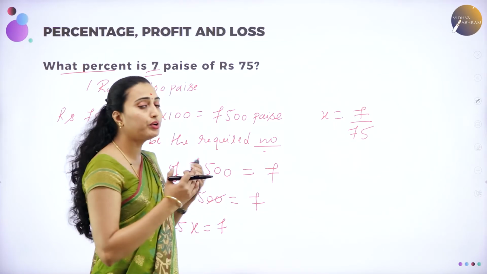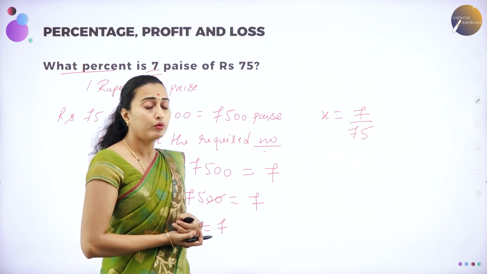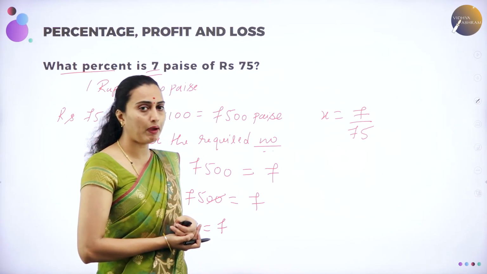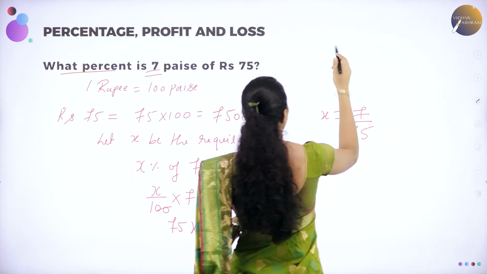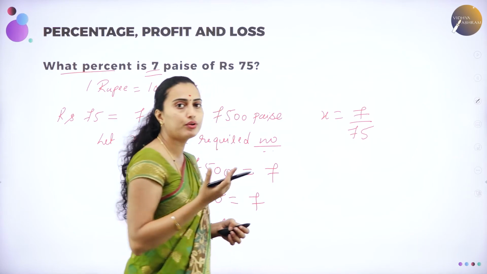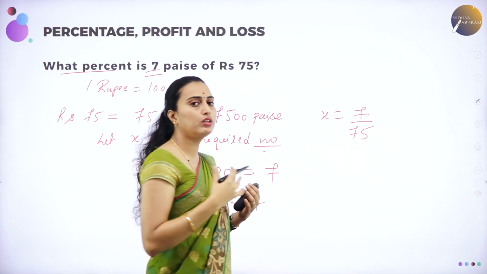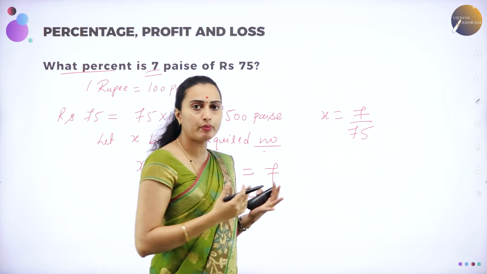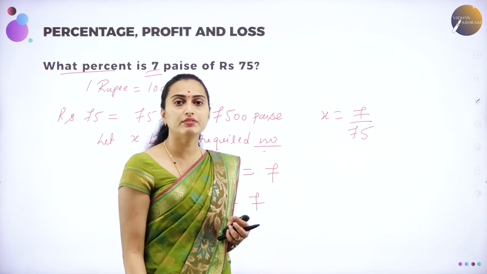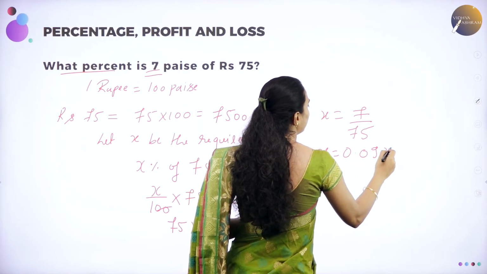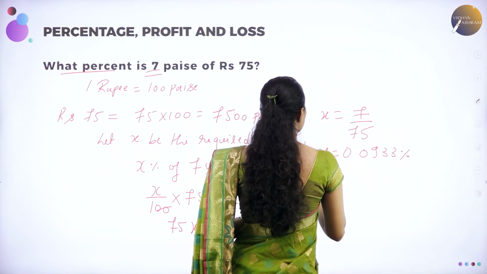Okay, dears. How to convert this to a percentage? Just divide 7 by 75. Otherwise you can use a calculator, or you can use the fraction method. So 7 divided by 75 is equal to 0.0933. This is your answer.